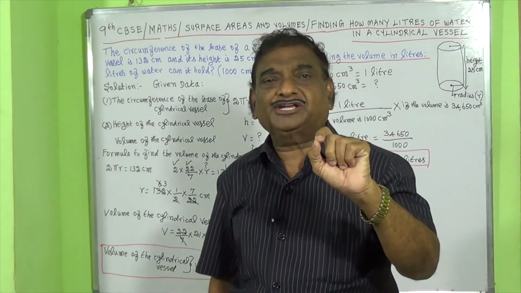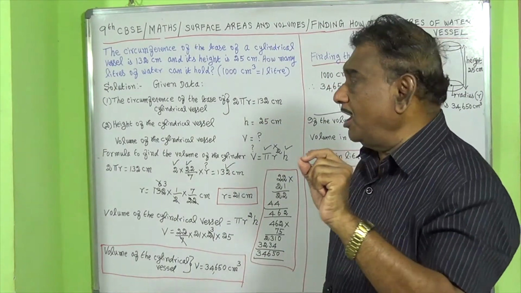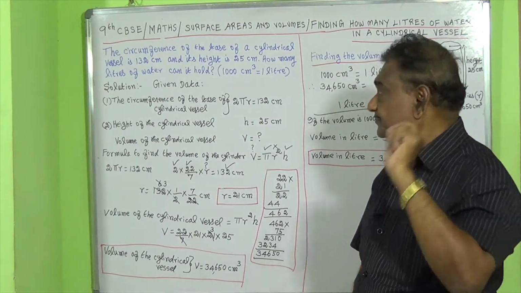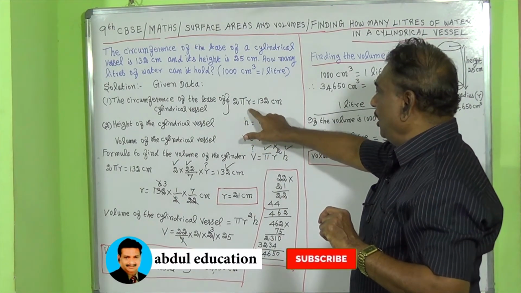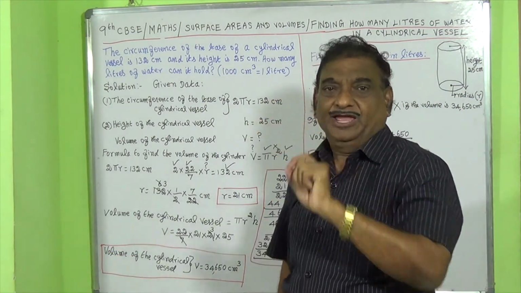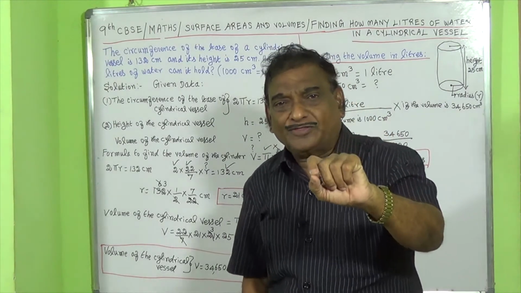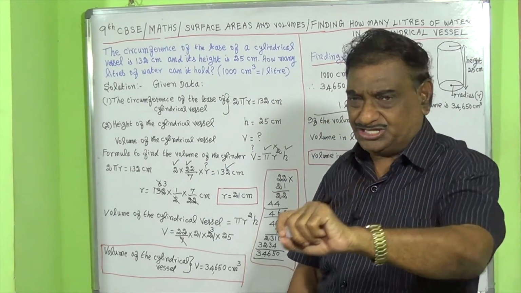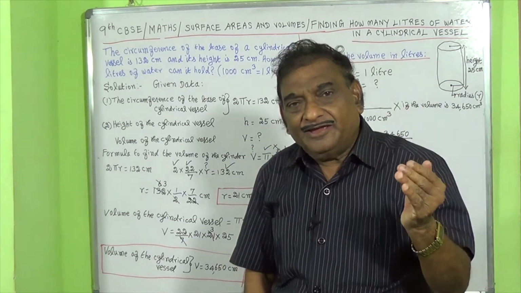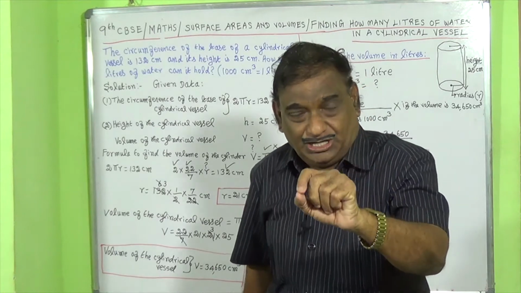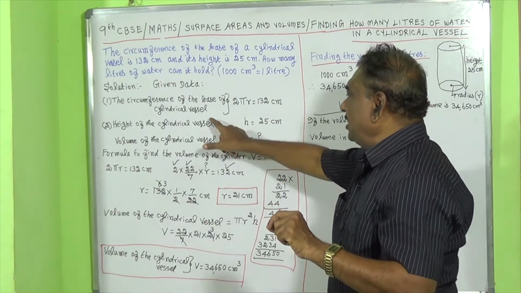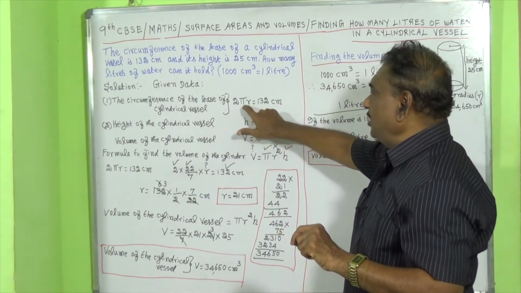What is the given data? The given data is the circumference of the base of the cylindrical vessel, that is 2 pi r, provided as 132 centimeter. We know that the formula for the circumference of a circle is 2 pi r. The base of the cylinder is in the shape of a circle, so we write the formula for the circumference of the base of the cylinder as 2 pi r.